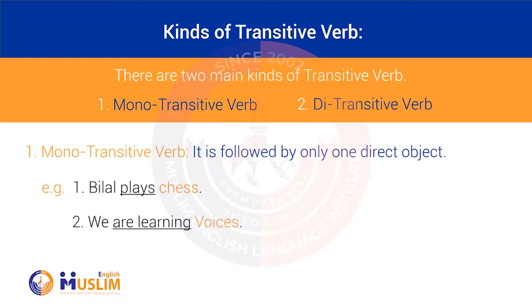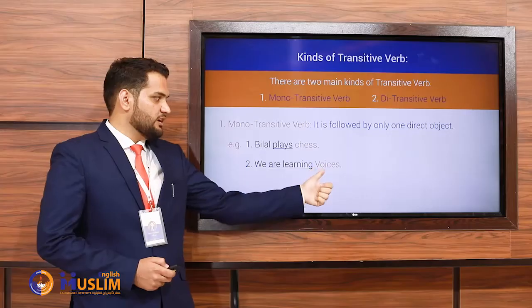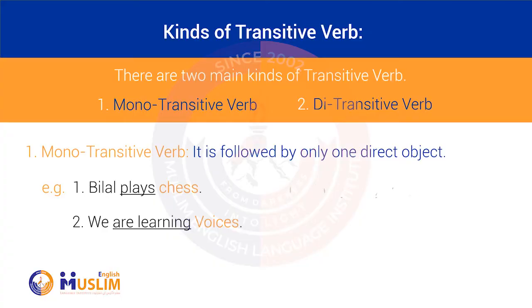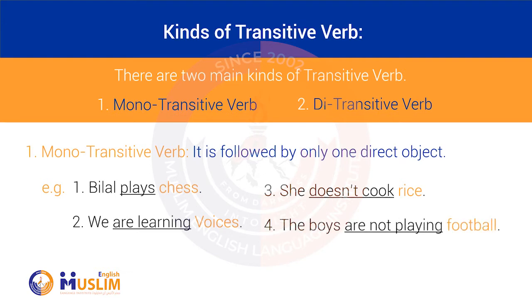Number two, we're learning voices. One object, this verb is a monotransitive verb. Number three, she doesn't cook rice. And number four, the boys are not playing football.